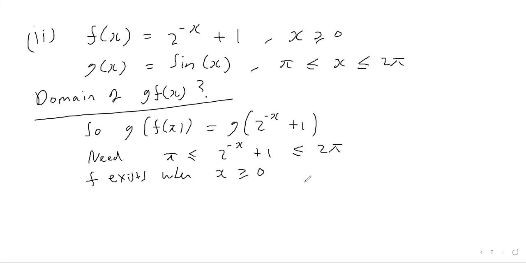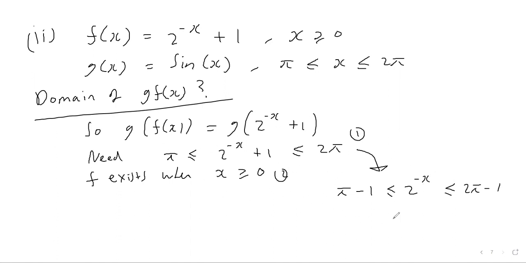So what we're going to have to do is look at the set of x values that we have given here. If we look at this first inequality here, I call this number 1, I call this number 2. With number 1, we can take away 1 from both sides, and then we get pi minus 1 is less than or equal to 2 to the negative x less than or equal to 2 pi minus 1. So just taking 1 from all of the parts of the inequality there.